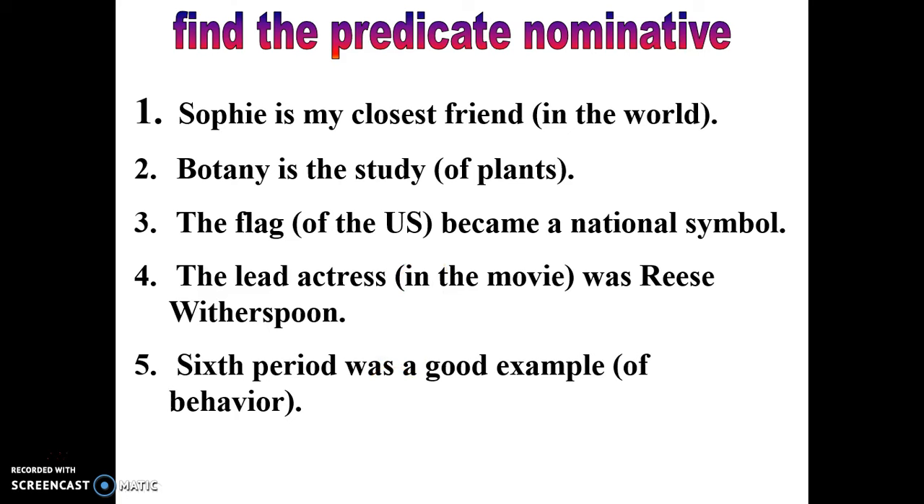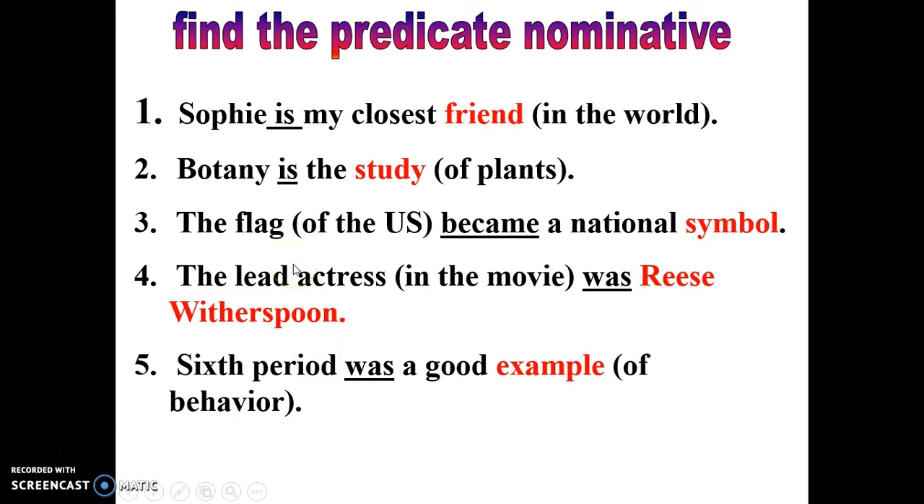Identify the linking verbs and then find the predicate nouns. And there they are. Is and friend. Friend renames Sophie. Is and study. Study renames botany. Became and symbol. Symbol renames flag. Was, and then Reese Witherspoon. Reese Witherspoon renames actress. And was an example. And 6th period, or example renames 6th period.